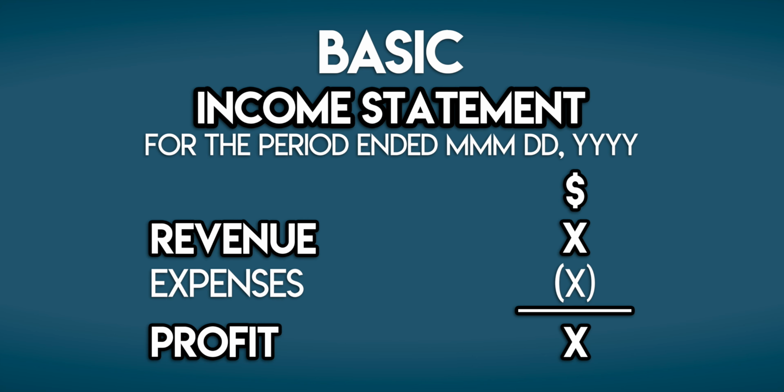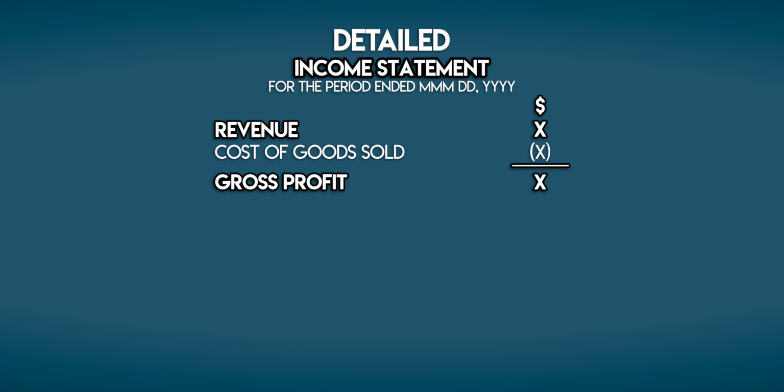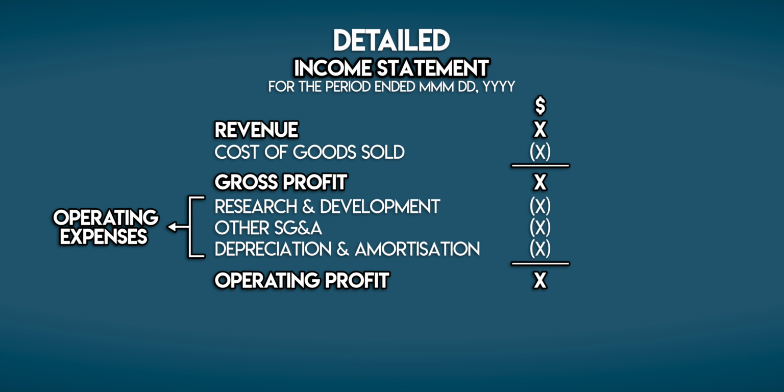If we want to look at it in more detail, then we can expand it out. First, we take away the direct cost of sales or cost of goods sold. These are the variable expenses that are directly involved in producing products. That gets us to gross profit, the big profit. And below that, we subtract all of the business's operating expenses. These are the ongoing day-to-day costs involved in running a business. Things like research and development, selling, general, admin expenses, depreciation, and amortization.